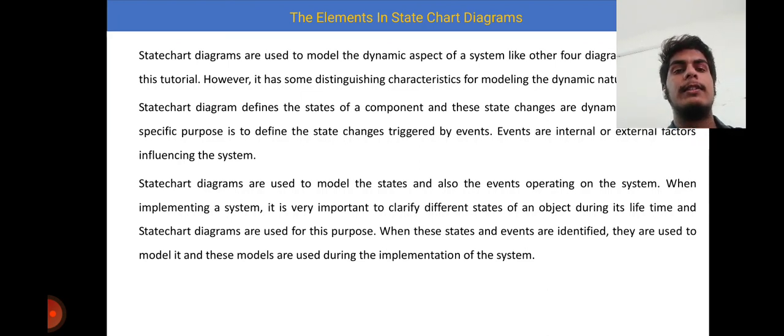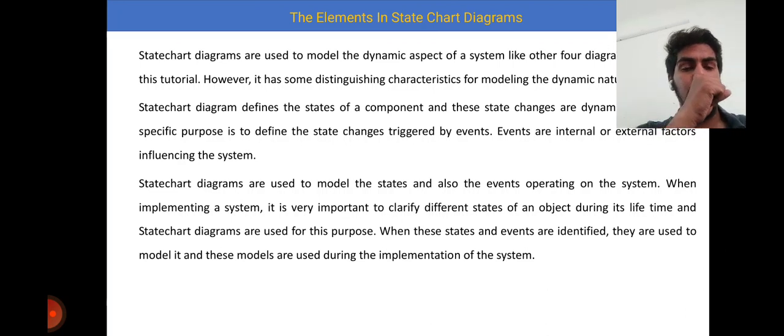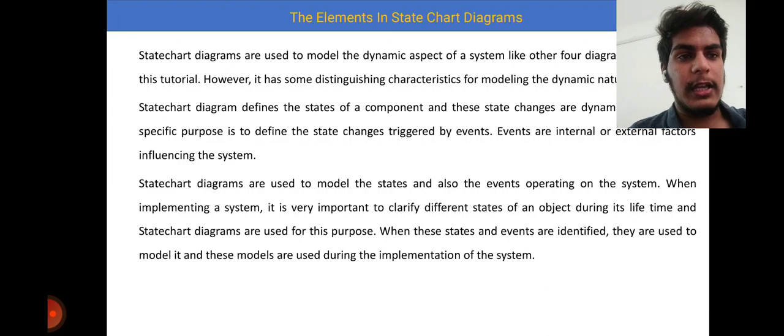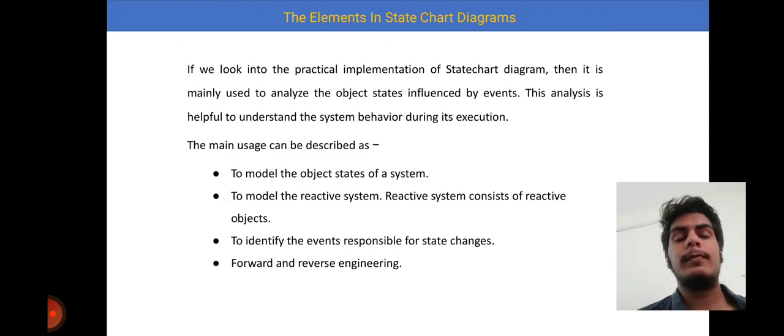When implementing a system, it is very important to clarify different states of an object during its lifetime. State chart diagrams are used for this purpose. When these states and events are identified, they are used to model it, and these models are used during the implementation of the system. In practical implementation, it is mainly used to analyze the object states influenced by events. This analysis is helpful to understand the system behavior during its execution.